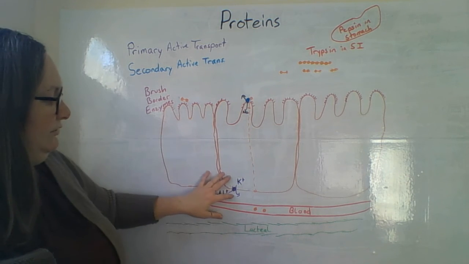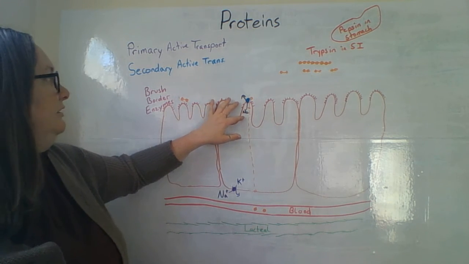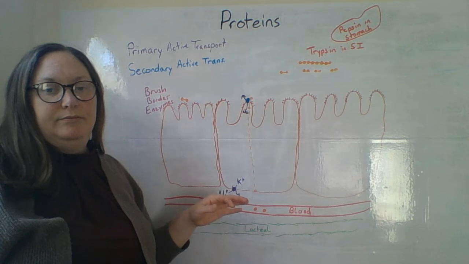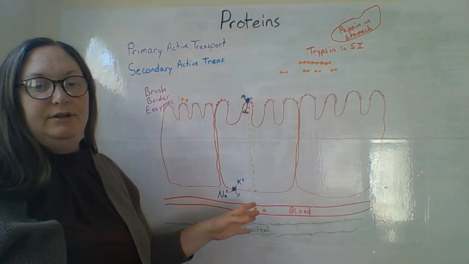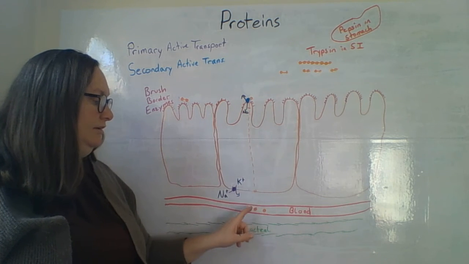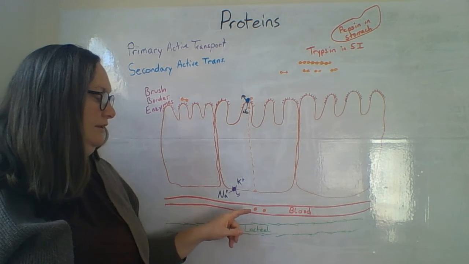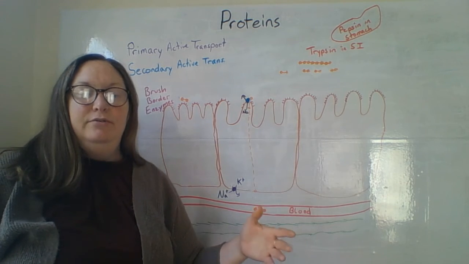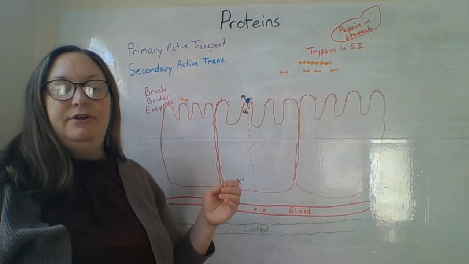So remember, down here, this is primary active transport. So here is secondary active transport. We're using that sodium gradient to pump an amino acid in. The amino acid travels through the cell and out the basal membrane, and then is able to dissolve into the blood, diffuse into the blood, because it is hydrophilic.